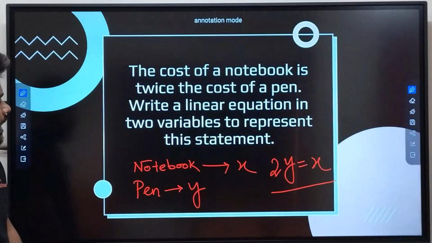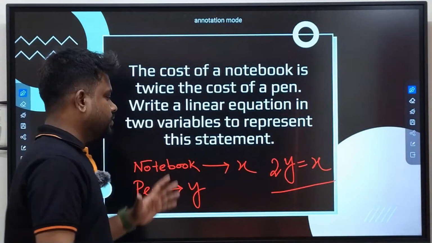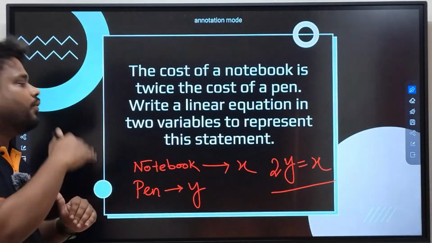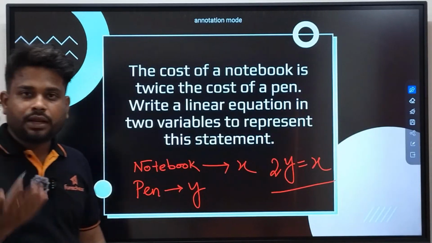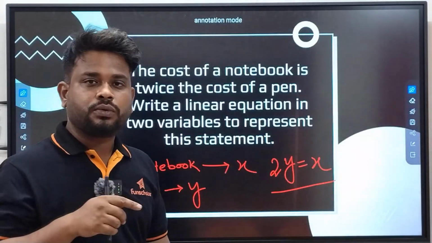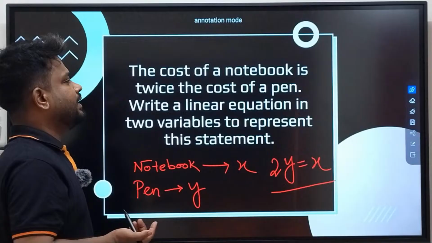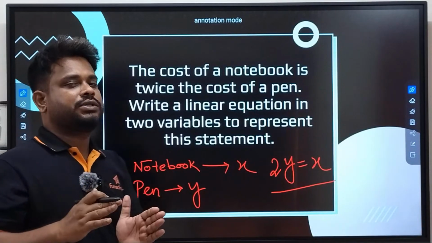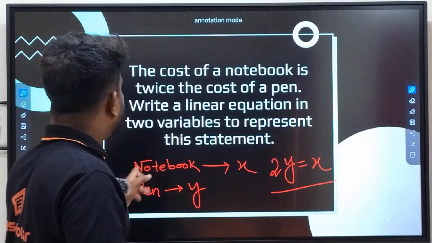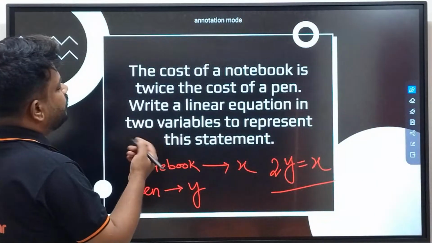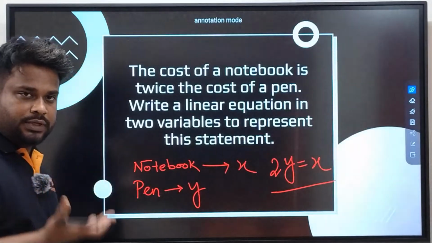Right. If a notebook costs 10 rupees and the pen costs half of the notebook, then it will be 10/2 equals 5. In a similar way, if a pen costs 5 rupees and the notebook costs double that, it will be 5 into 2, that will be 10.